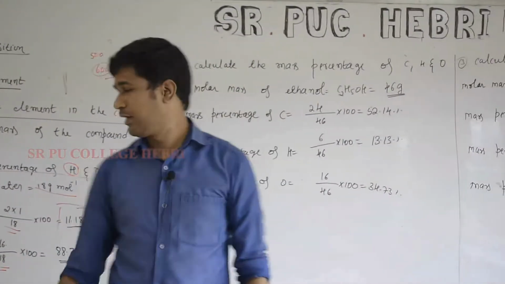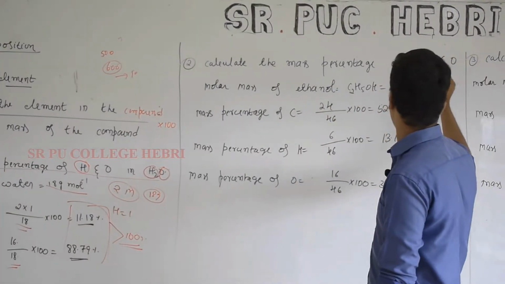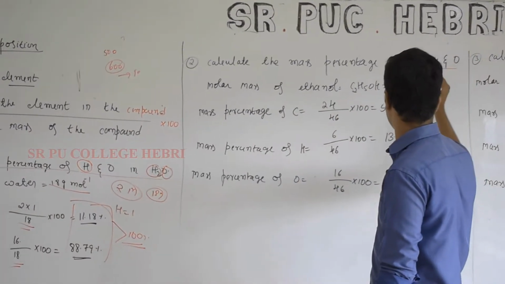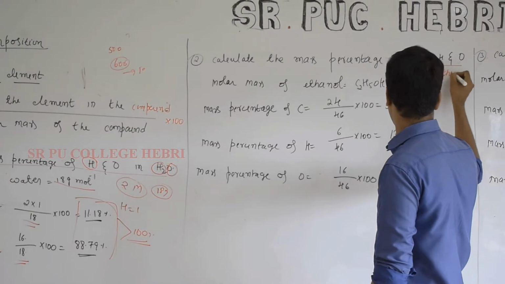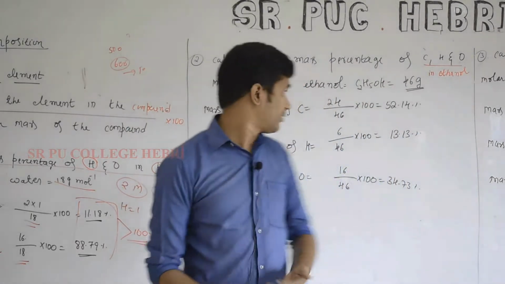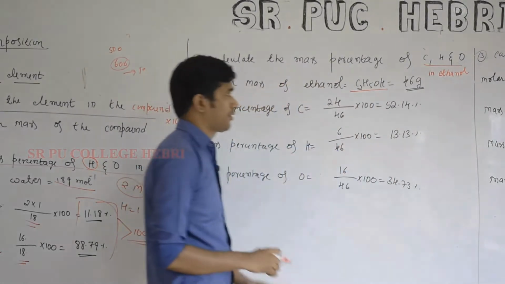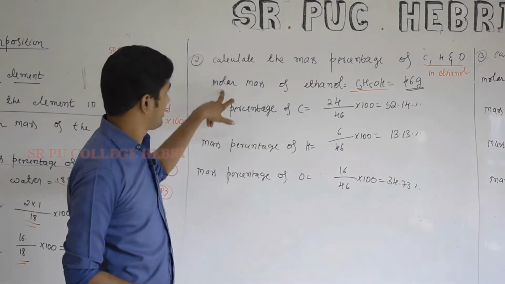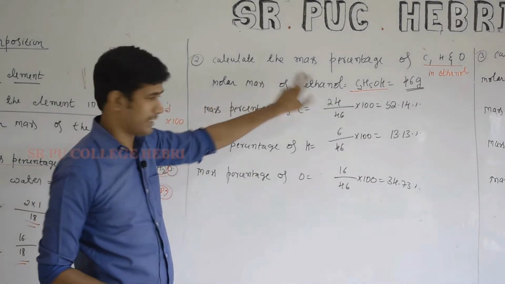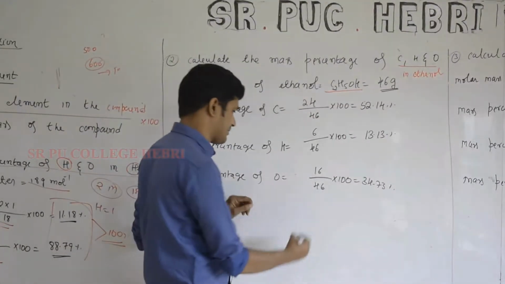The second calculation: calculate the mass percentage of carbon, hydrogen and oxygen in ethanol. Ethanol means ethyl alcohol. Its molecular formula is C2H5OH. You have to remember this. First, the molar mass of ethanol, how much is it? How do you calculate the molar mass of ethanol? In our last class we have discussed it.